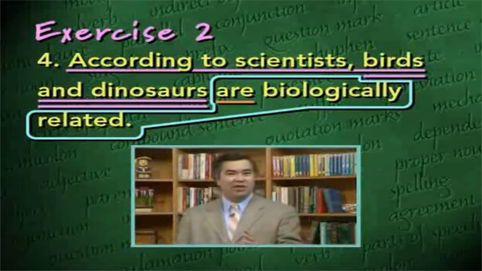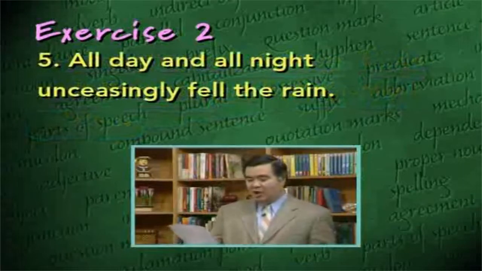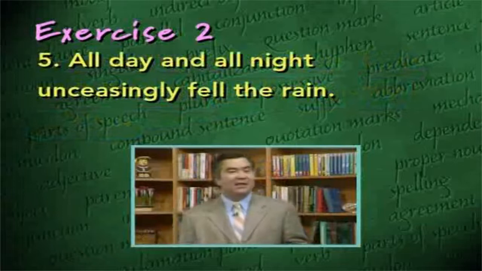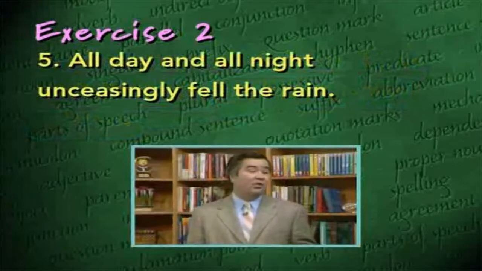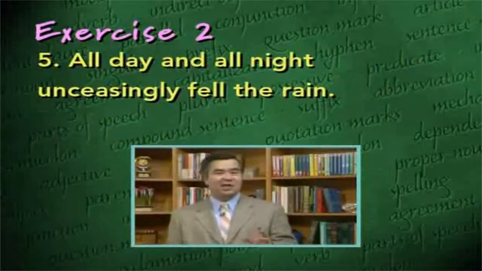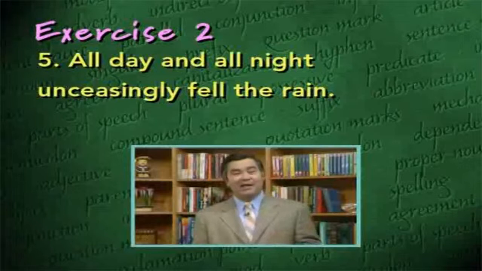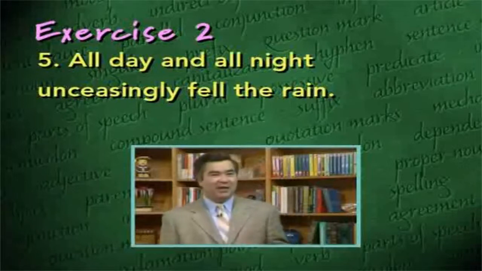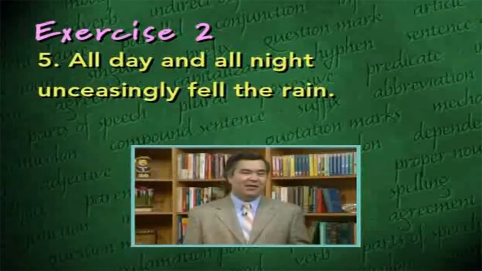They are biologically related. Our last example: all day and all night unceasingly fell the rain. This sentence may sound a little bit unusual to you, and it's written in a slightly unusual English style. It almost sounds a little bit poetic, and we put it in for a specific reason. Where would you find the subject in this particular sentence?